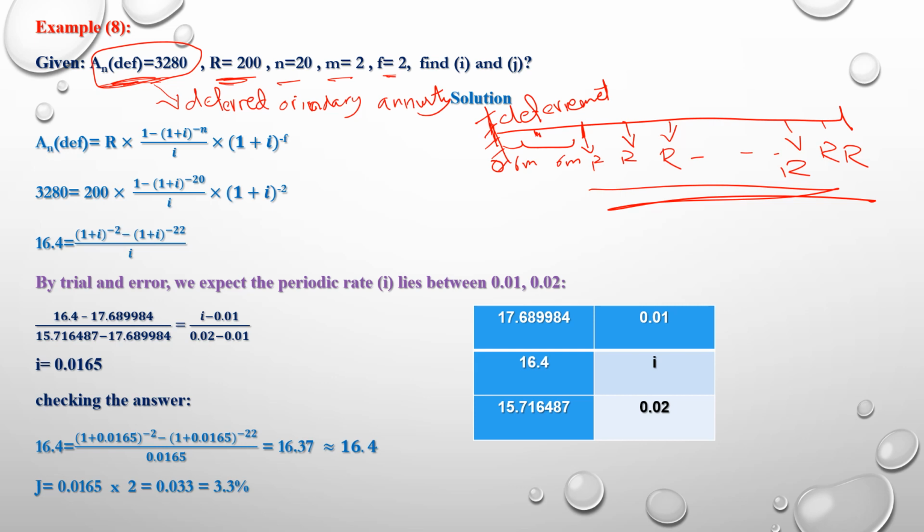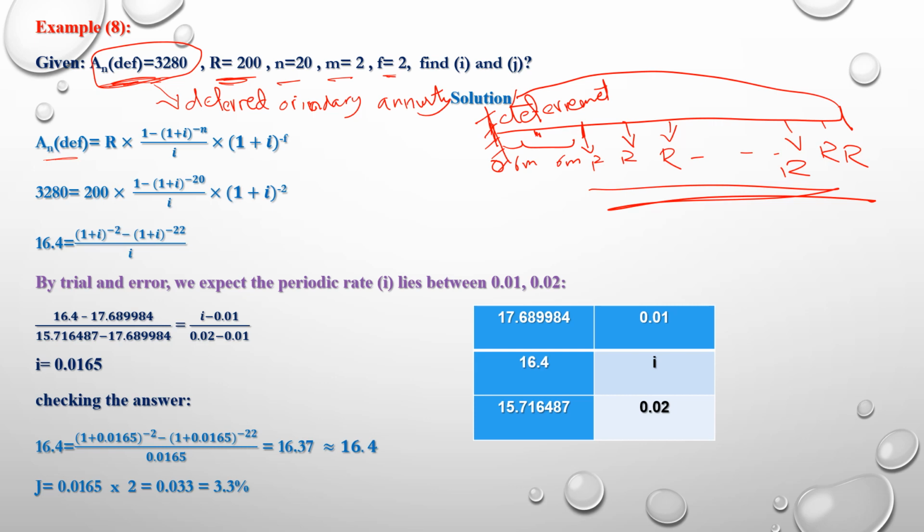And in this example, we need the present value of these payments. We have 20 annuities. So by using the formula of the present value of the deferred ordinary annuity, which is A_N deferred equals R times (1 minus (1 plus i) to the power of minus n) over i, times (1 plus i) to the power of minus f.